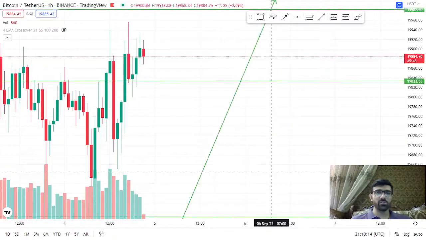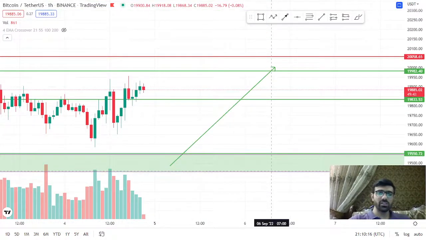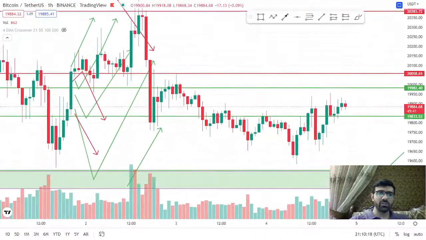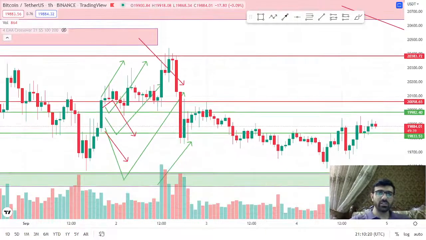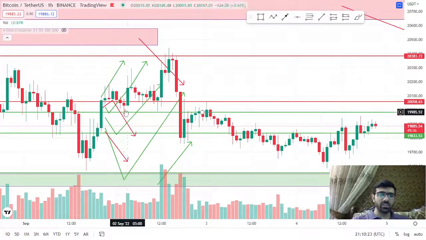Okay, now let us move to the Bitcoin analysis, to see what Bitcoin did with us since we last analyzed this pair. Okay, as you guys can clearly see, when we were analyzing this pair, the market was over here.